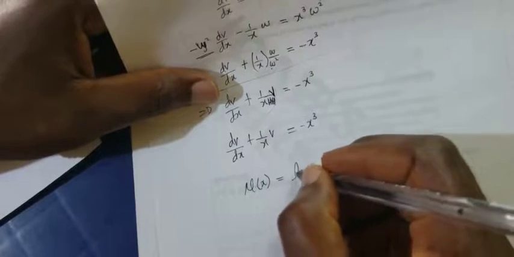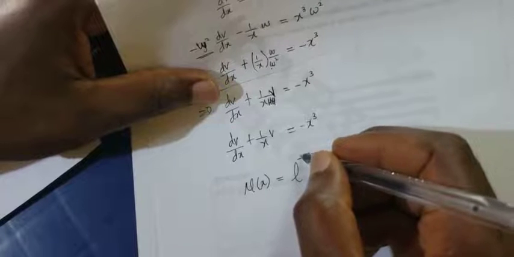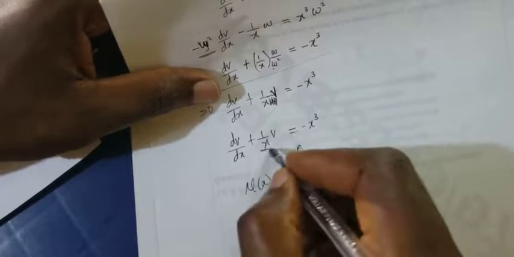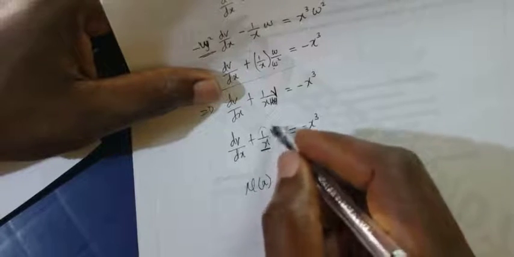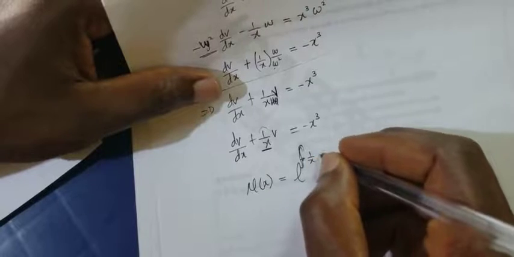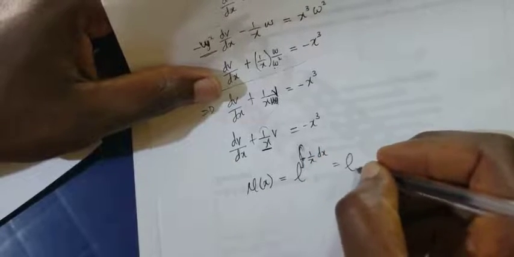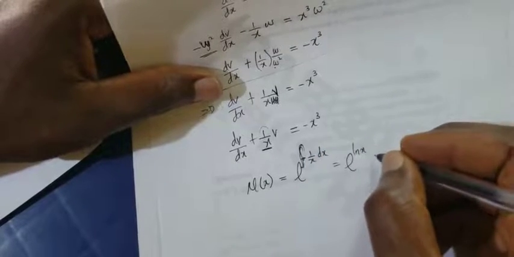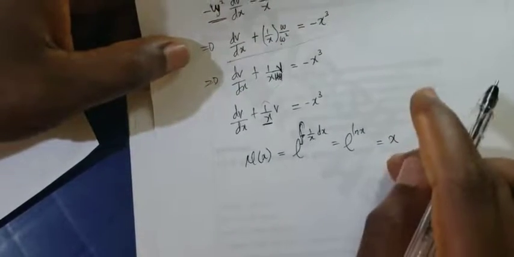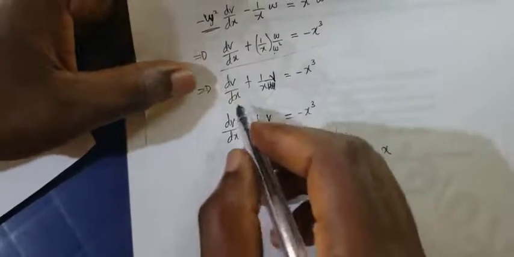We're going to get our integrating factor mu of x to be equal to e raised to power integral, there's no minus here, integral of p of x. So our p of x is this coefficient of the dependent variable. So this is going to be integral of 1 over x dx. So this is going to be e raised to power ln x, and then this is going to be equal to x. So our integrating factor is x, so we multiply the equation through by x.